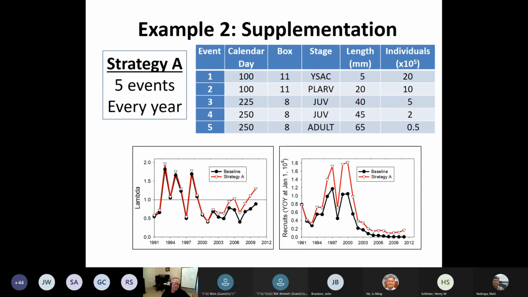Notice that there are some years where adding them doesn't help at all. And there are some years, particularly during the decline from 2001 on, where it does help quite a bit. Now, you're adding ones, look at the recruits on the right, but you're not really helping the population's growth rate because it's pretty much growing as fast as it can in those good years.